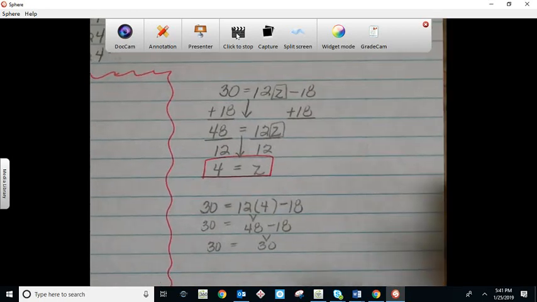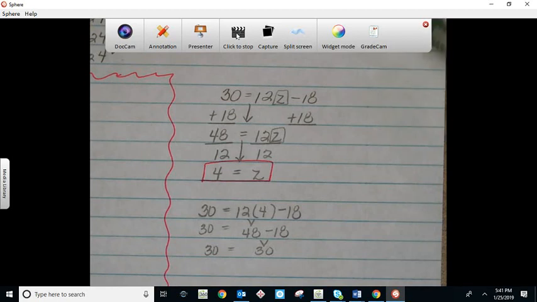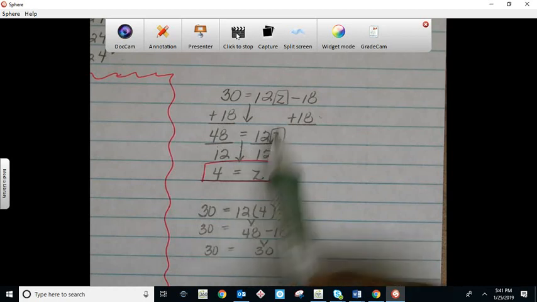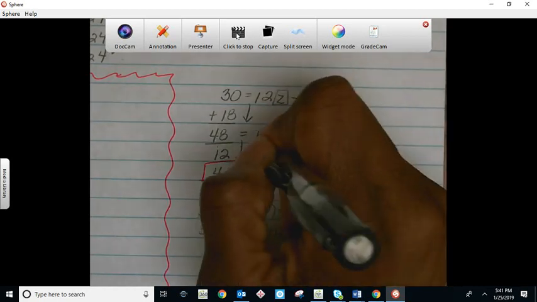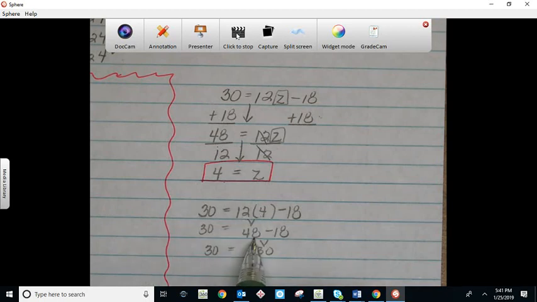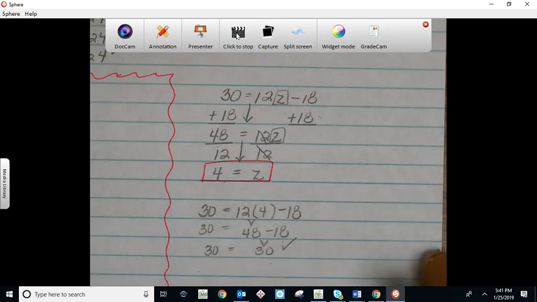Alright, last one. I'm looking to add or subtract first, so let me get rid of this. Then I got 48 equals 12z. I'm going to divide both sides by 12. And I got z is equal to 4. Put it in. See if it works. 12 times 4 is 48. Minus 18 is 30. 30 is equal to 30. So we're good.